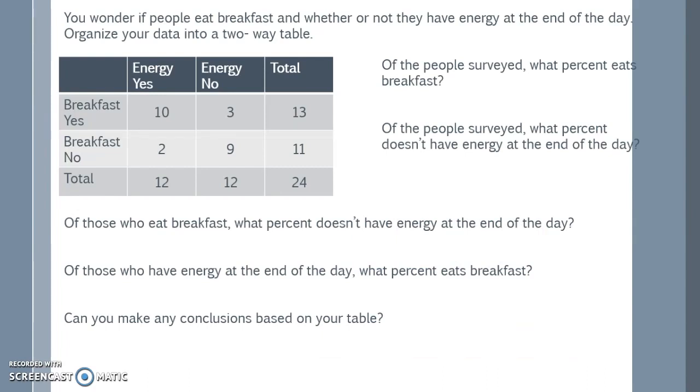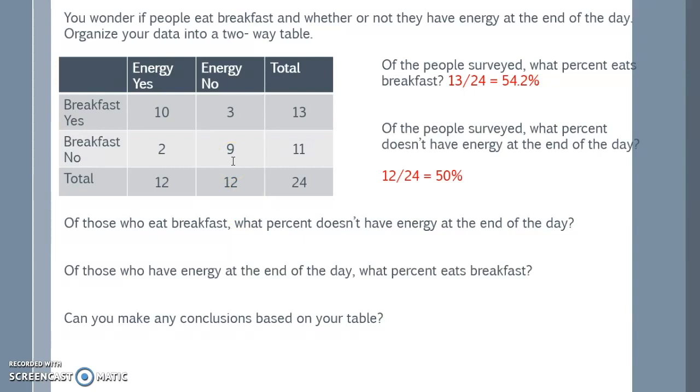Of the people surveyed, what percent eats breakfast? So of the total people that we have will be our denominator. There were 13 which ate breakfast, for a total of 54.2%. Of the people surveyed, what percent doesn't have energy at the end of the day? So of the total people of 24, there were 12 that had no energy. So 12 divided by 24 is 50%.